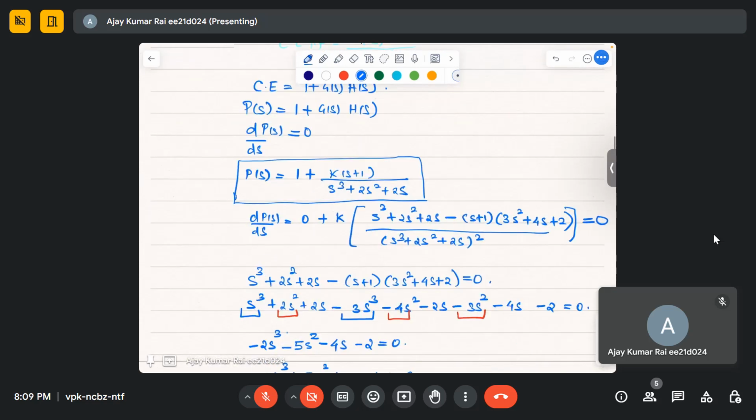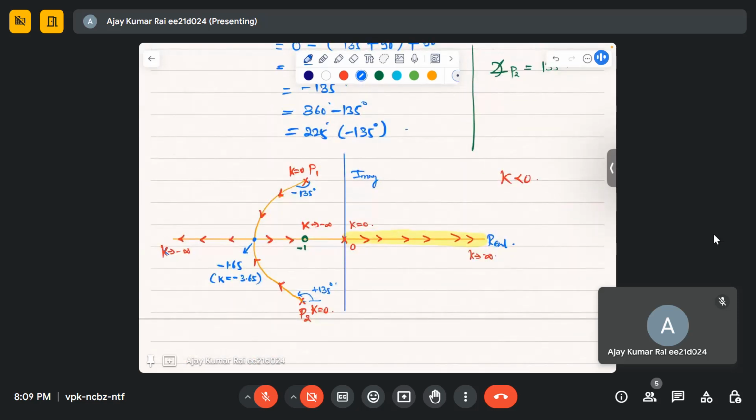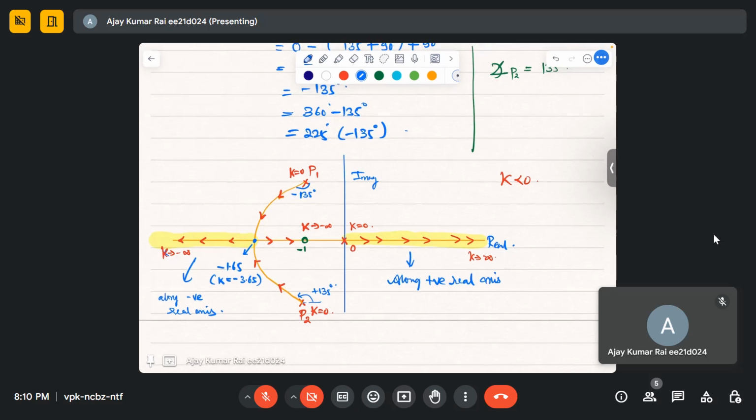We can also see this in the final root locus. These two root loci are going to infinity along the asymptotes. One is going along the positive real axis, and the other root locus is going along the negative real axis. So we can confirm this by looking at the final root locus. Any doubt?